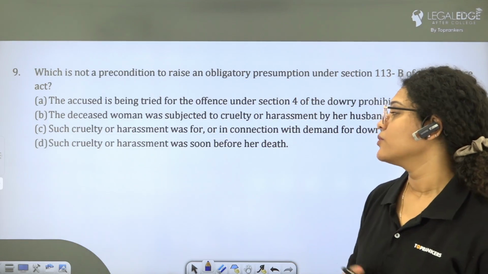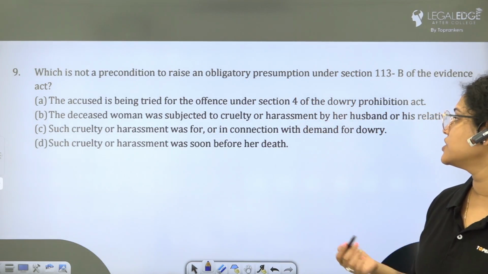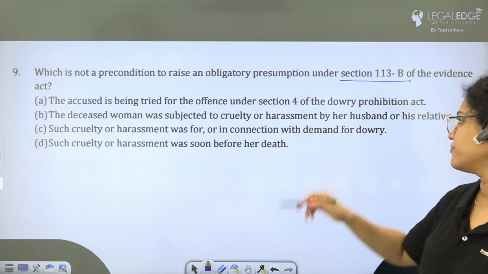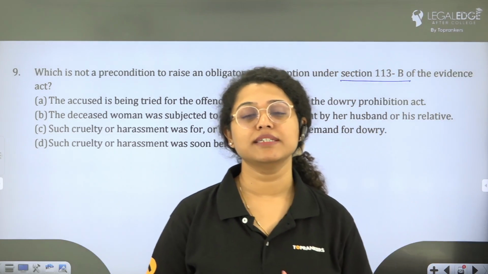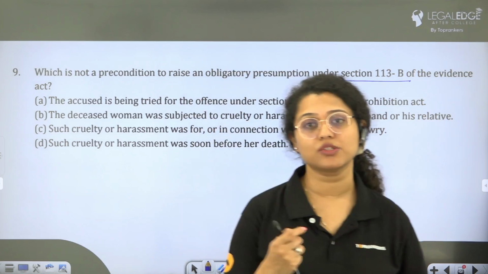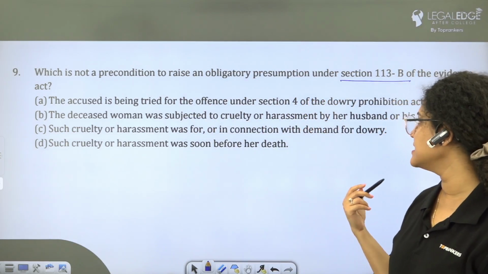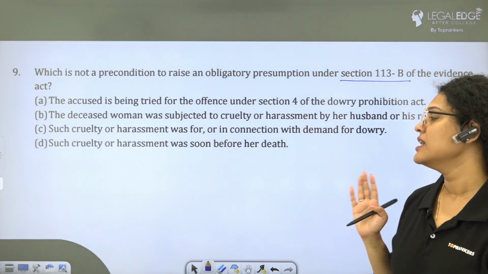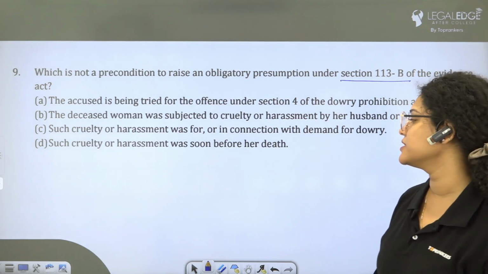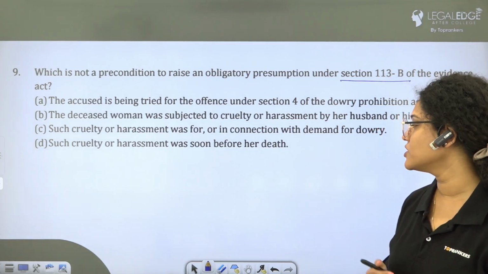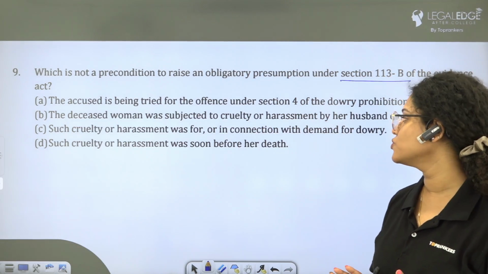This is question number 9, which is not a precondition to raise an obligatory presumption under section 113B of the Evidence Act. If we have to raise a presumption under section 113B of the Indian Evidence Act, what things do we need to prove? First, A, the accused is being tried for the offence under section 4 of the Dowry Prohibition Act. B, the deceased woman was subjected to cruelty or harassment by her husband or his relatives. C, such cruelty or harassment was for or in connection with the demand for dowry. D, such cruelty or harassment was soon before her death.